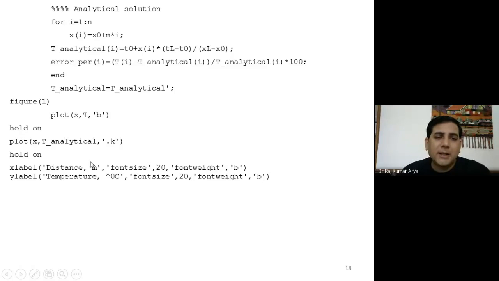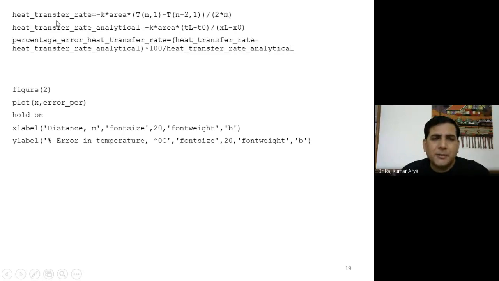After that, this is the labeling command, because you need not do any editing manually. In MATLAB, you have everything to label your graph automatically. You need not do anything by hand later on, so you have every command there. You want to put the X label here as distance, in terms of meter. You want to make it font size 20, and you want to make the font bold. That's the command here, and everything will come automatically. Later on you can also edit it, but it's better if you write it here. Then you have calculated the heat transfer rate, the difference in heat transfer rate, and again plotted it with the same command you gave for that one also.